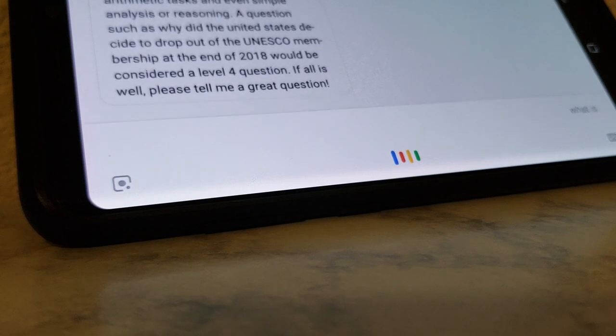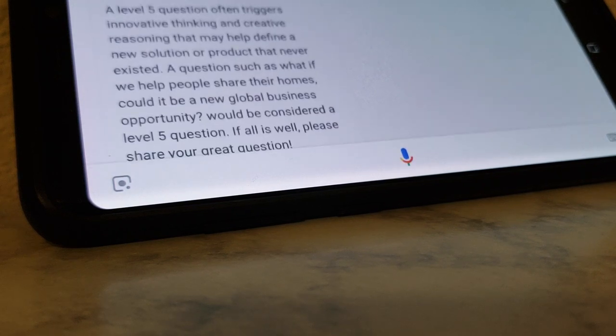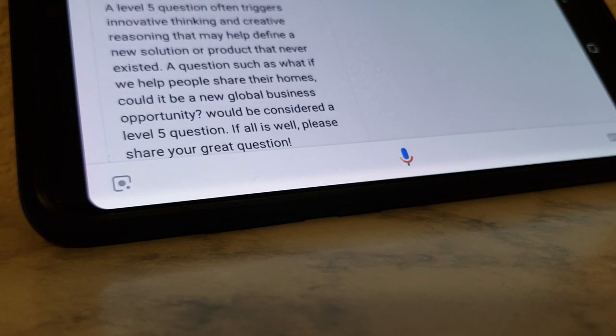What is a level 5 question? A level 5 question often triggers innovative thinking and creative reasoning that may help define a new solution or product that never existed. A question such as what if we help people share their homes, could it be a new global business opportunity, would be considered a level 5 question. If all is well, please share your great question.